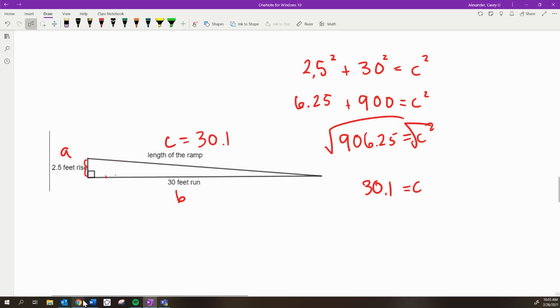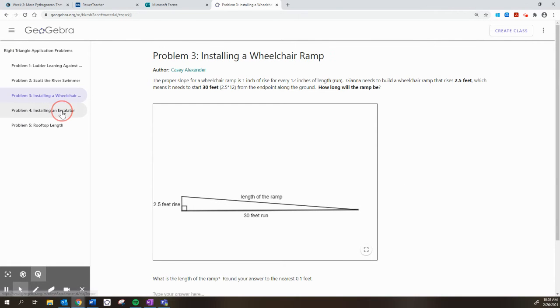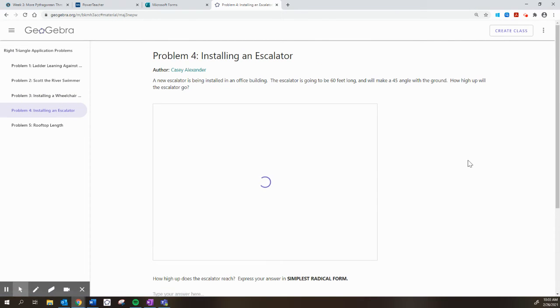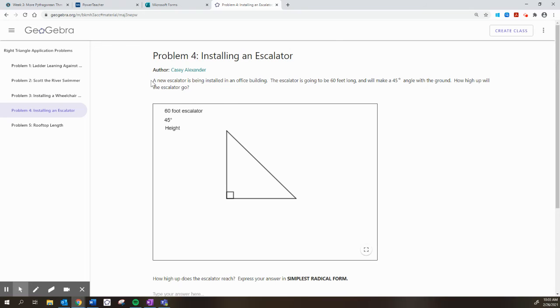Okay, so there's 2 more problems to do, and these involve special right triangles. So a new escalator is being installed in an office building. The escalator is going to be 60 feet long. So an escalator goes from one floor to the next, so that's 60 feet. And it will make a 45-degree angle with the ground. Okay, so that must be 45 degrees here. So how high up will the escalator go? And so this is the height.